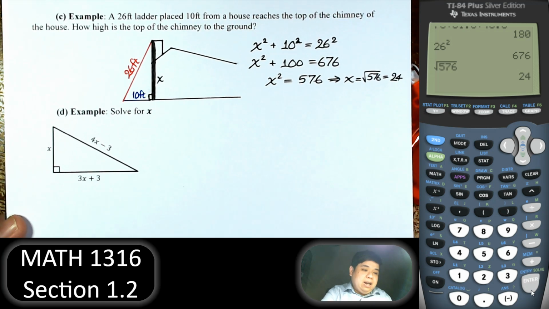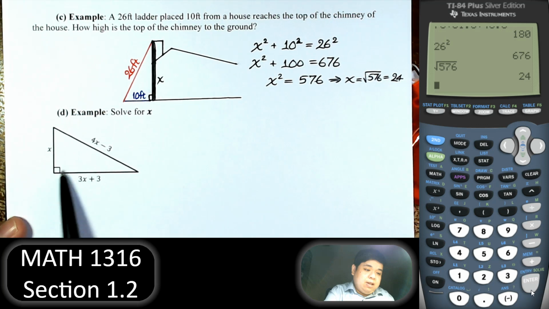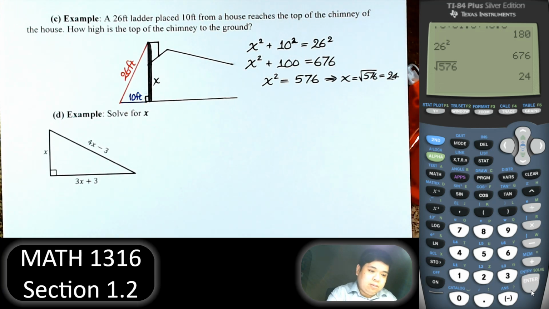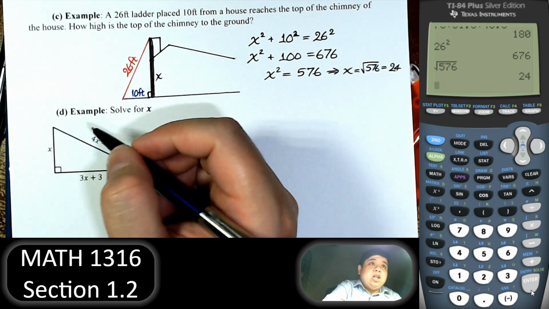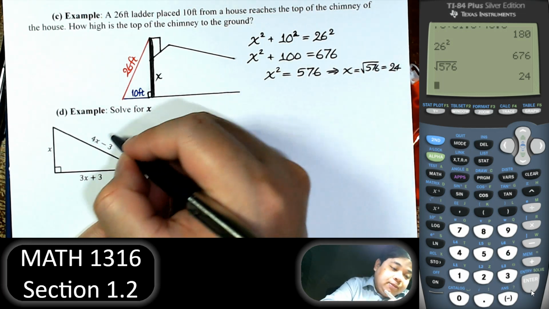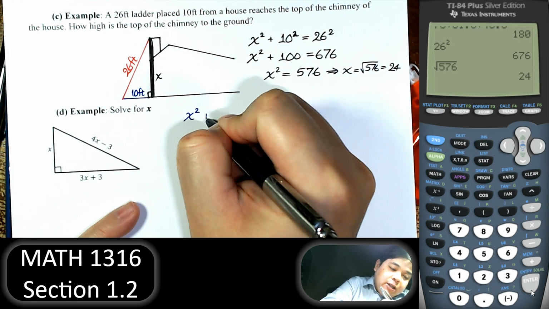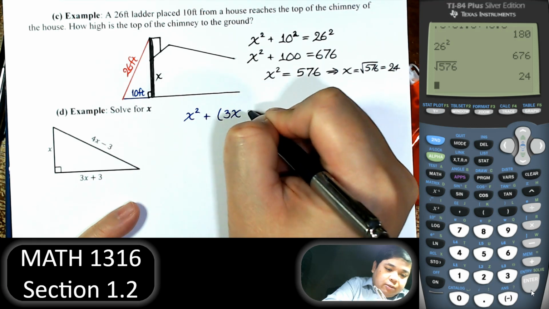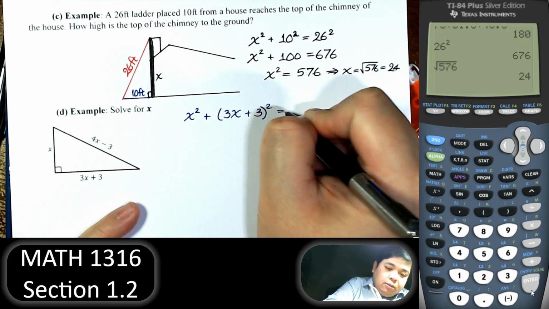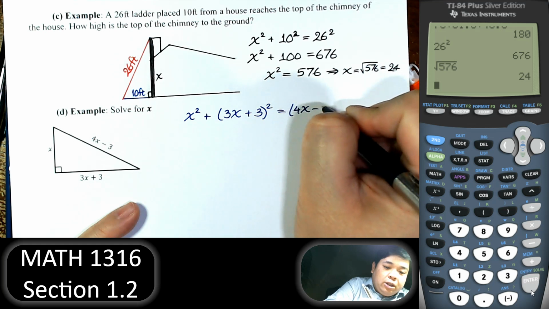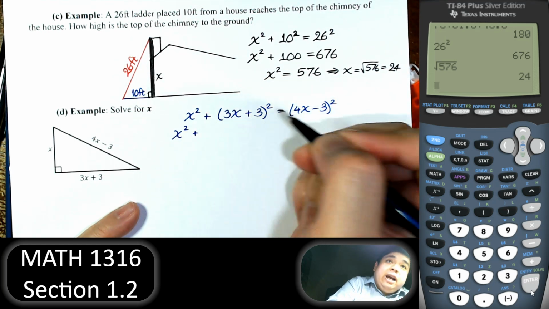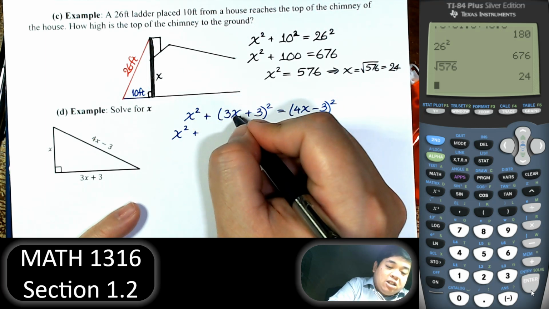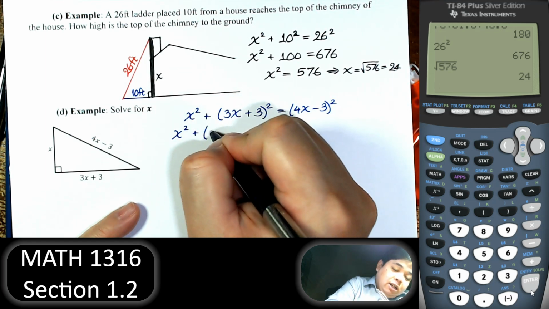Right. Next, solve for x in this triangle. Once again, this is a right triangle, so we can use the Pythagorean theorem. X squared plus 3x plus 3 squared, and 4x minus 3. So x squared and 3x plus 3 squared. Again, this is not 9x squared plus 9. Just multiply it out.